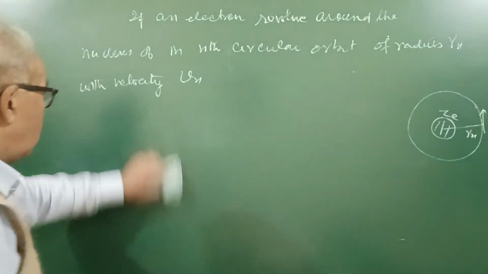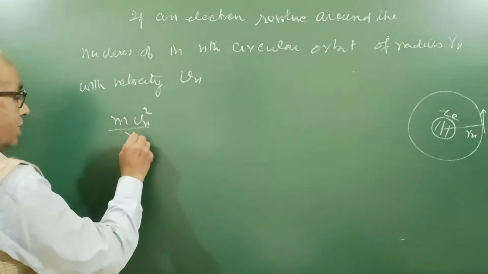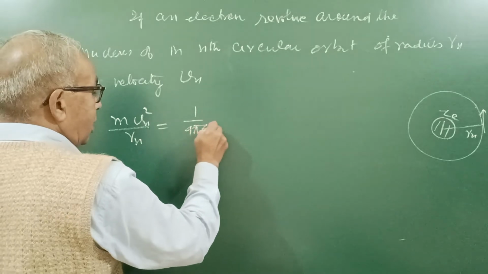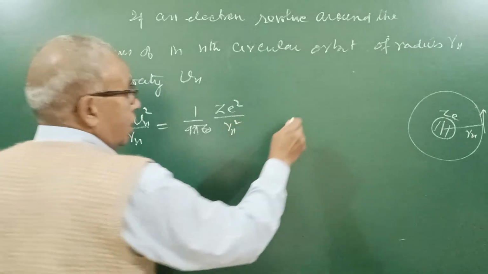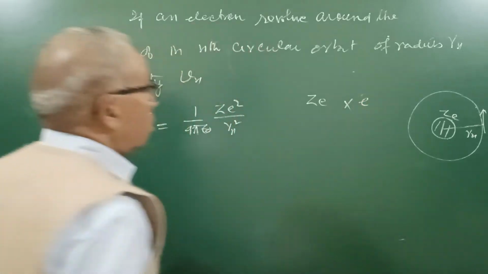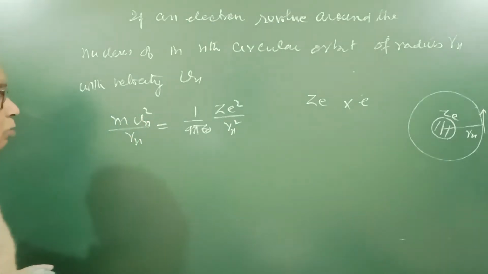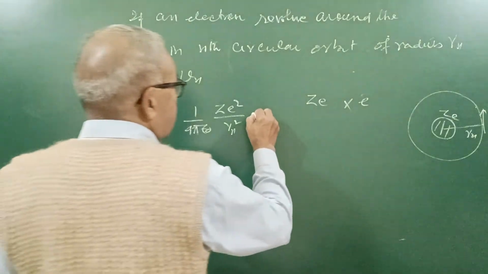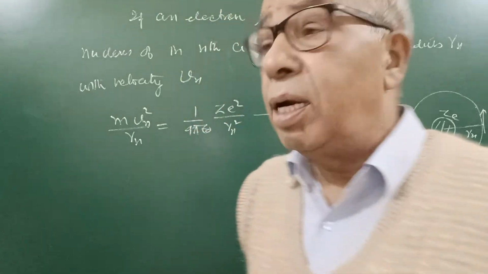So central force m Vn square upon Rn is equal to 1 upon 4 pi epsilon 0 Ze square upon Rn square. Ze is charge of nucleus and e charge of electron. So Ze square. Mass m is the mass of electron. You know this 4 pi epsilon 0 etc. This is first assumption. Dear student, learn like it.